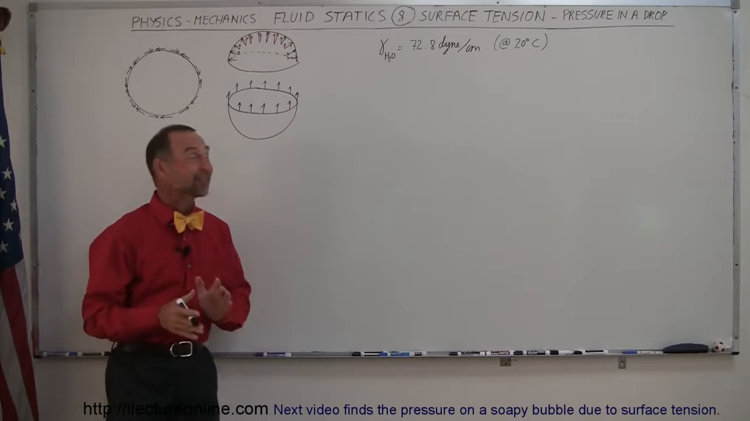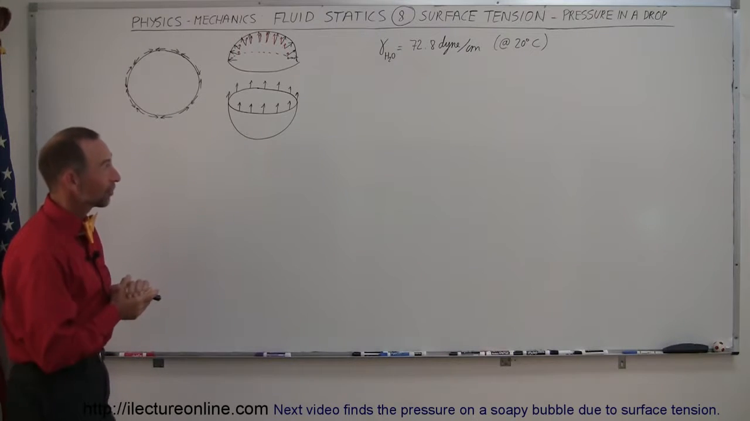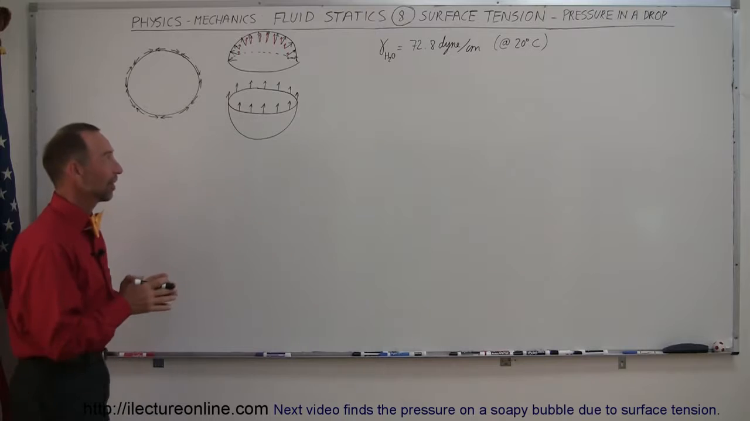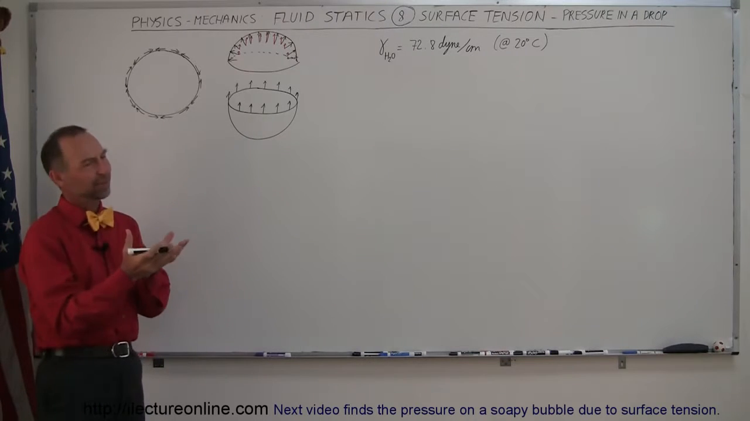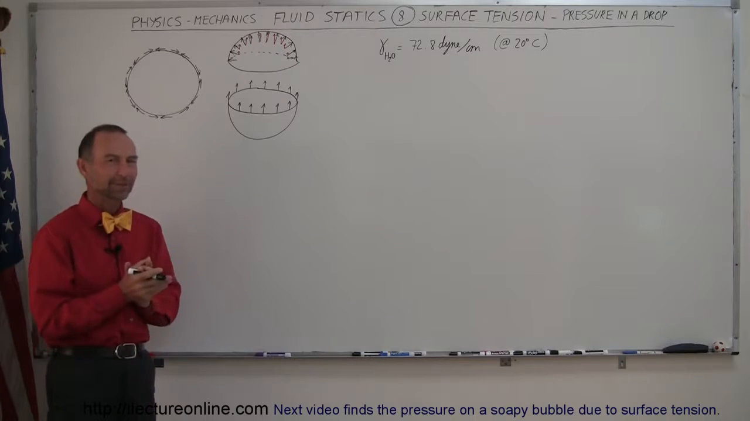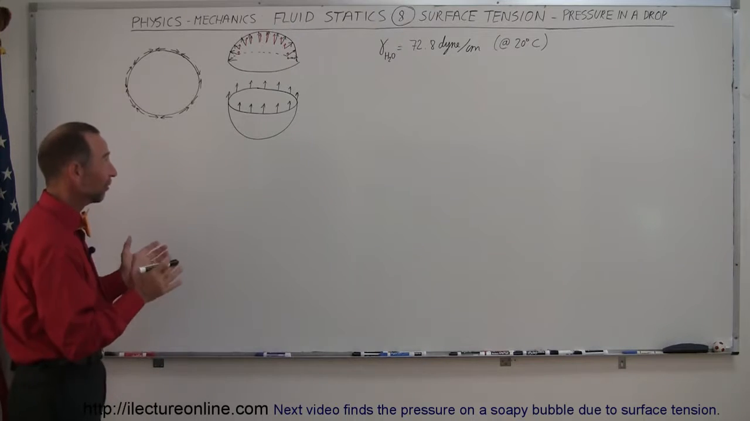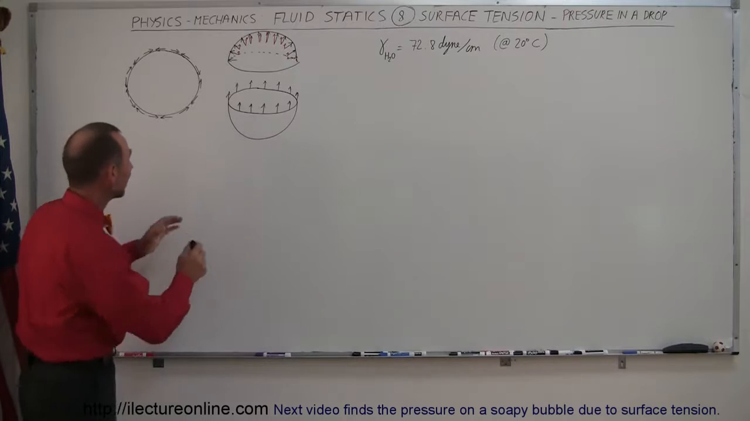Here's another really interesting example of surface tension, or at least the effects of surface tension. It turns out surface tension causes water to appear in drops. Of course, everybody already knows that, but probably didn't think about the fact that it was because of surface tension. If you think about it, here's a drop.